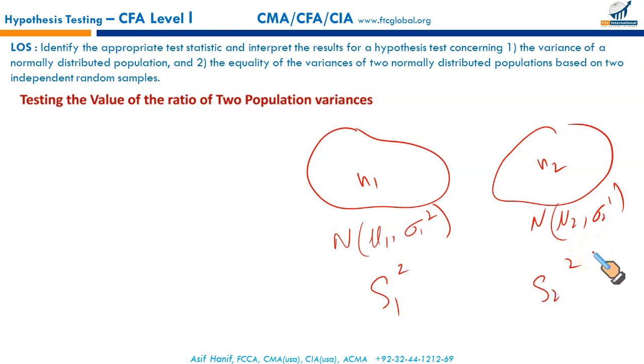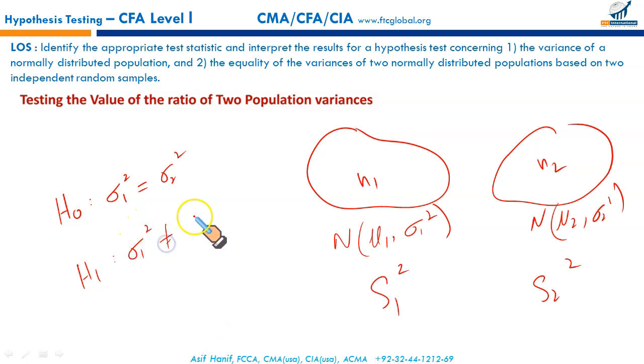The basic situation involves this hypothesis: the null hypothesis that variance 1 is equal to variance 2, or the alternative hypothesis that variance 1 is not equal to variance 2.